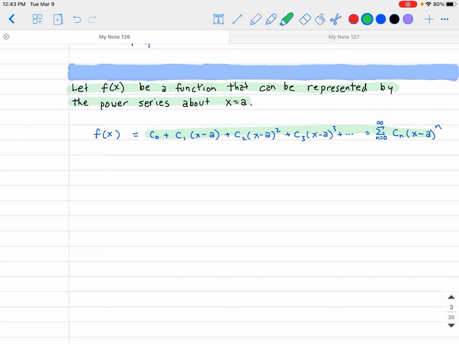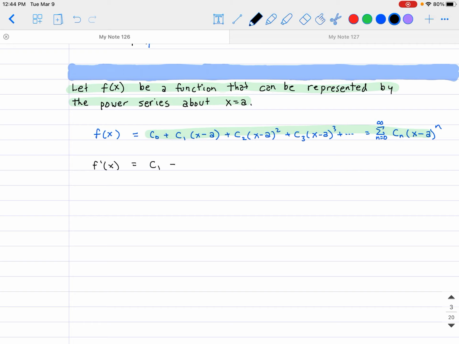All right, so here's what we're going to do. We're going to start by taking the derivative of this f of x. So my first derivative, if I were to find out what f prime of x is equal to, then according to my power series on the right, the first term is going to vanish, and all that's left is going to be the second term, the c1.